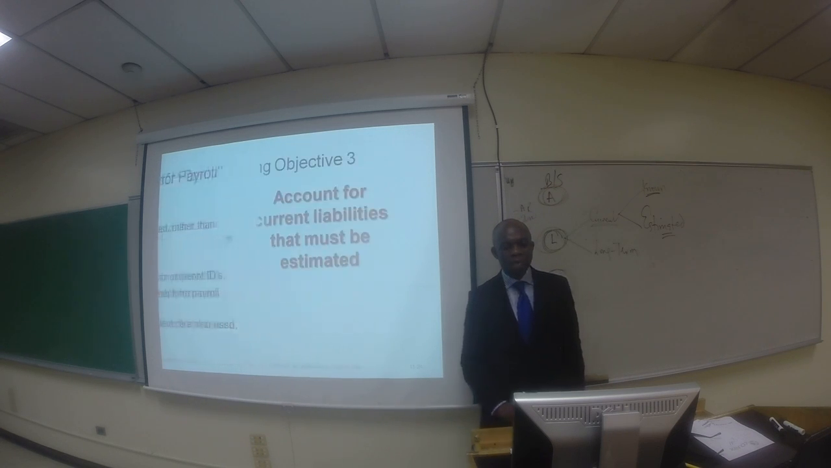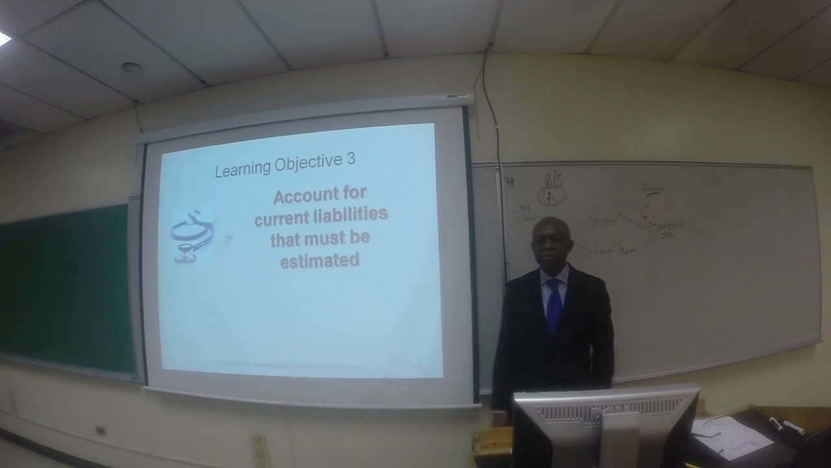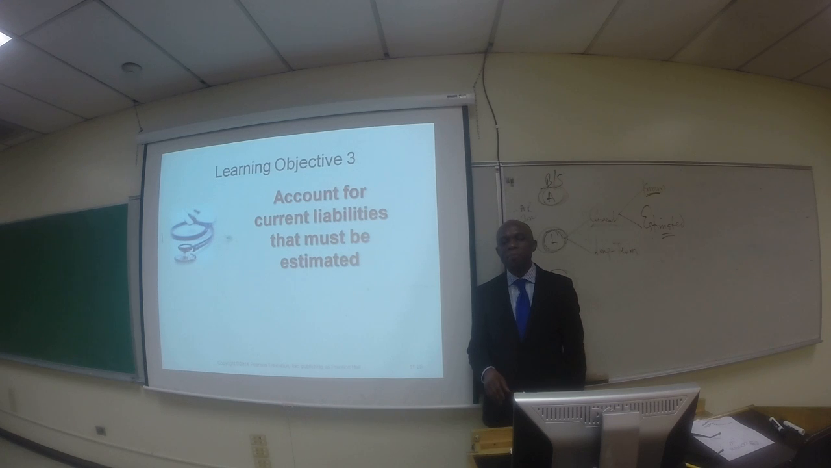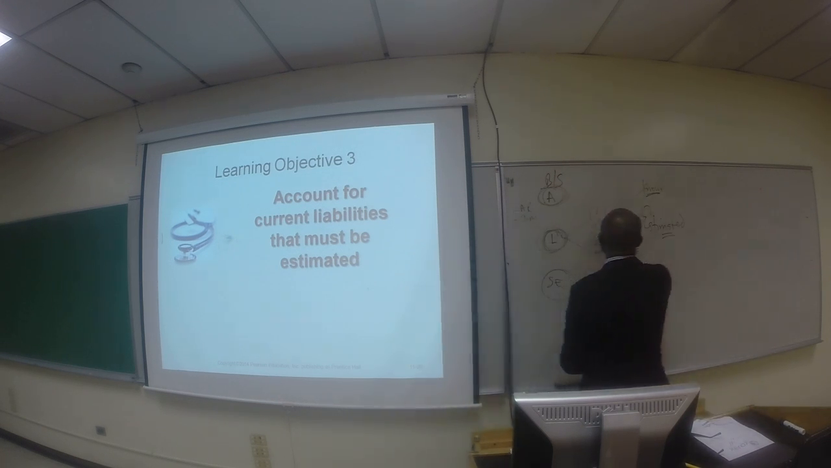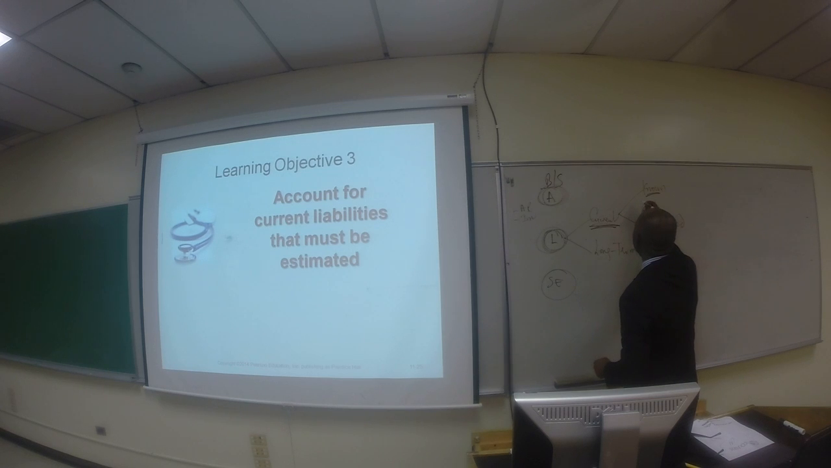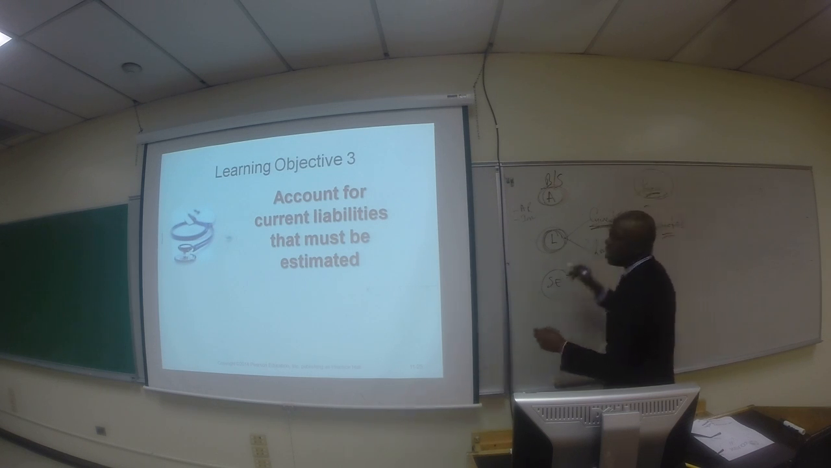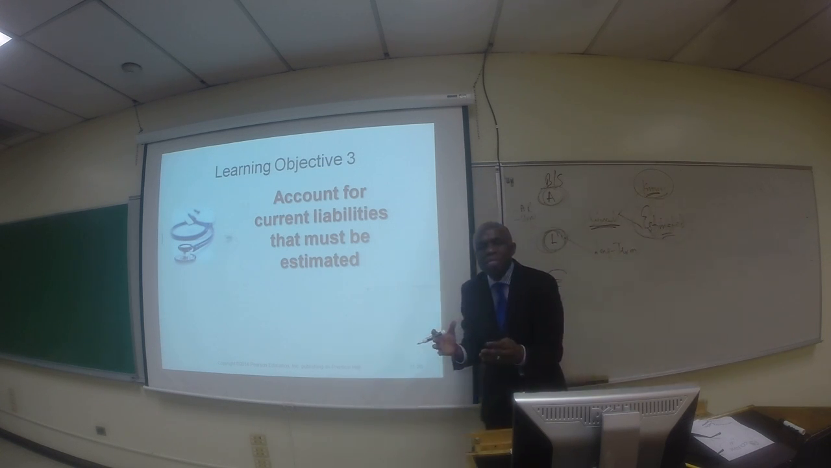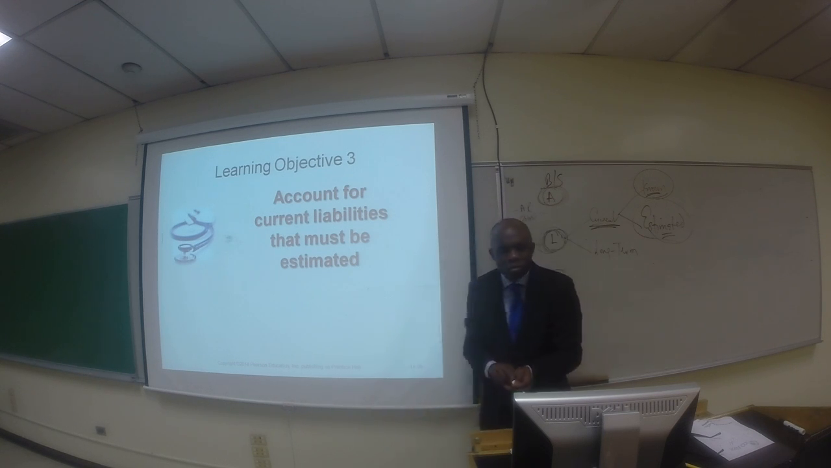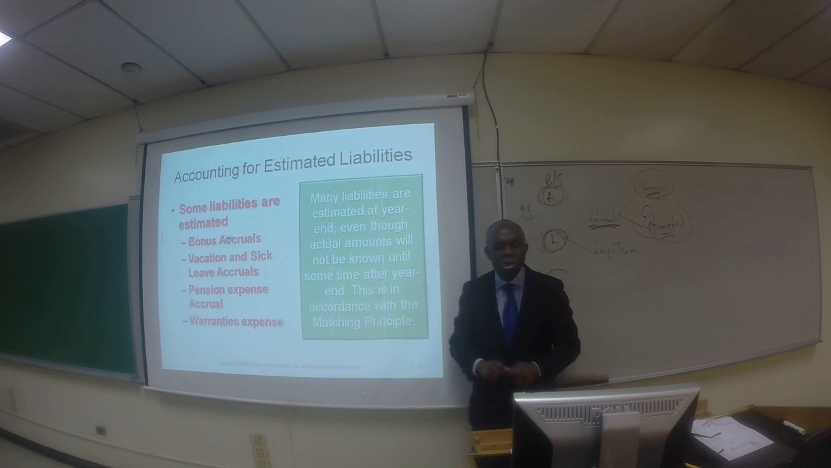Now, let's take a look at objective 3, how to account for current liabilities that must be estimated. Remember, at the beginning of the chapter we said that current liabilities can be further divided into 2 categories. We have current liabilities whose amounts are known. In other words, you know exactly how much you owe. Then you have some liabilities that have to be estimated. Why do they have to be estimated? Because you really don't know how much you owe, but you know that you owe something, so therefore we have to estimate it. So that is what we are going to talk about here.